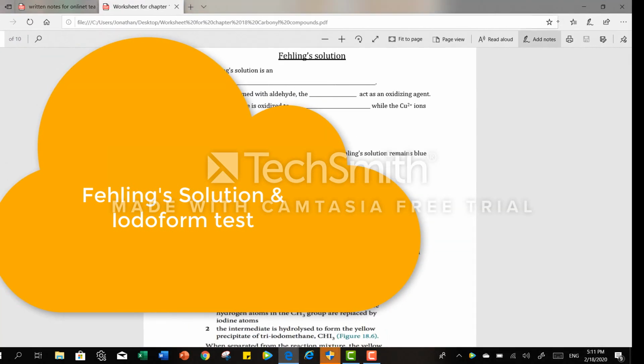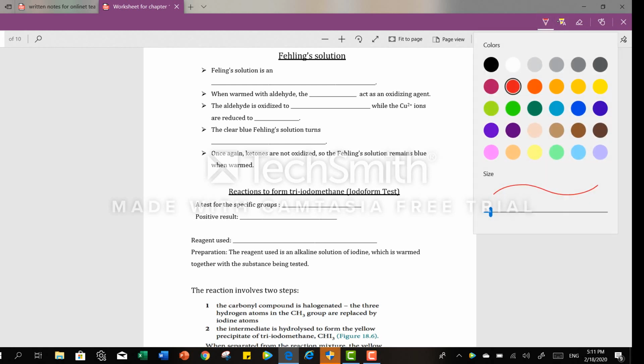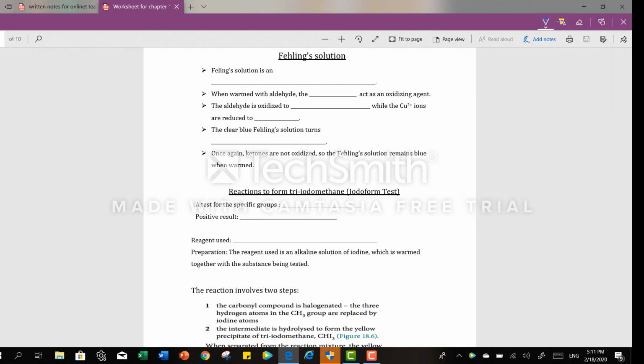Now we have to continue with almost the last part of chapter 18. Yesterday we already talked about 2,4-DNP, which is used for testing both aldehyde and ketone, and it will give an orange precipitate. And then we talked about Tollens' reagent, which is specifically used for testing aldehyde and can be used to distinguish the difference between aldehyde and ketone. When aldehyde is tested with Tollens' reagent, you will find a silver mirror on the wall of the test tube.